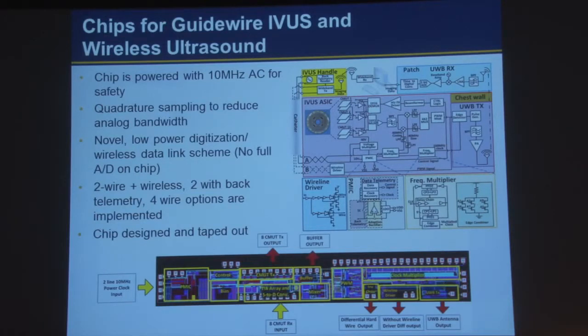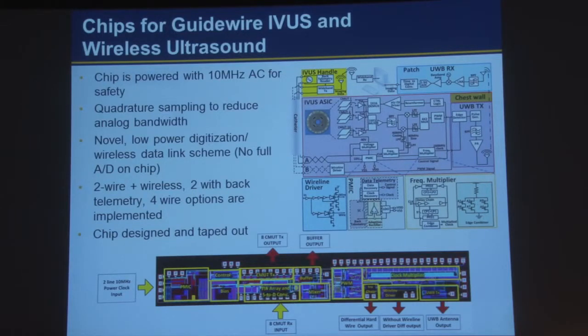We don't need to be fast. We only use 1 channel at a time. That's the 1D array actually, what it does today. And the options are that we can do back telemetry. We can use the power lines to send back the data. We can actually do wireless transmission from the tip. So these are all different options.